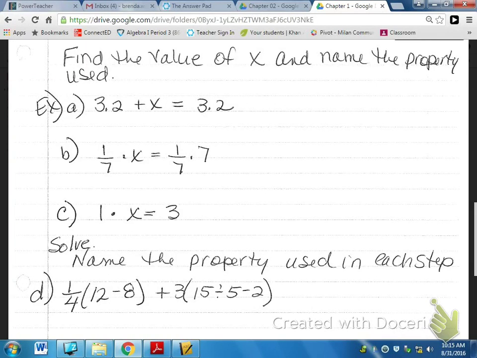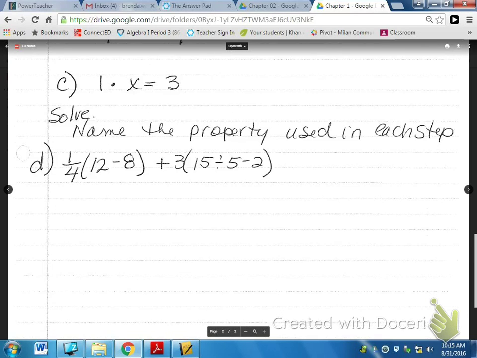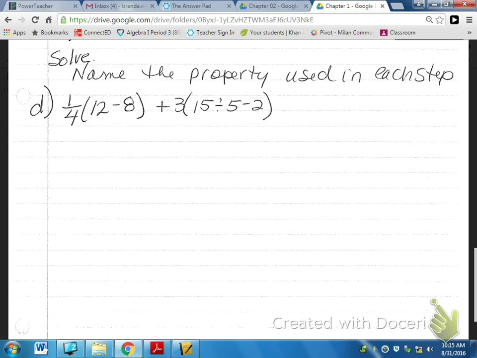So lesson 1-3, this is part 2 to kind of finish off and look at a final example. This example for 1-3, you're supposed to solve this problem and name the property used in each step. Now, I would say that the biggest problem you're going to have with this is you might actually try to skip steps because you're used to just doing so many things in your head.